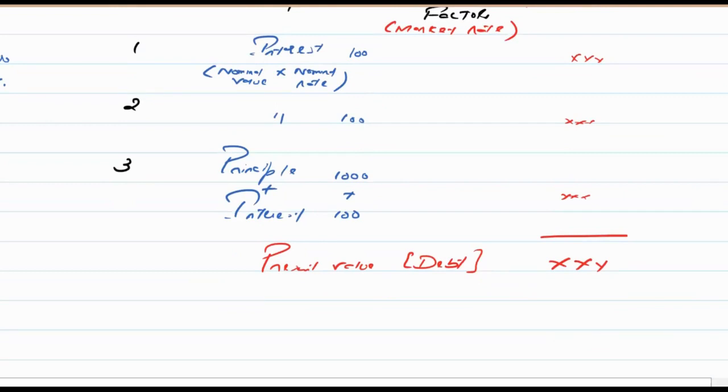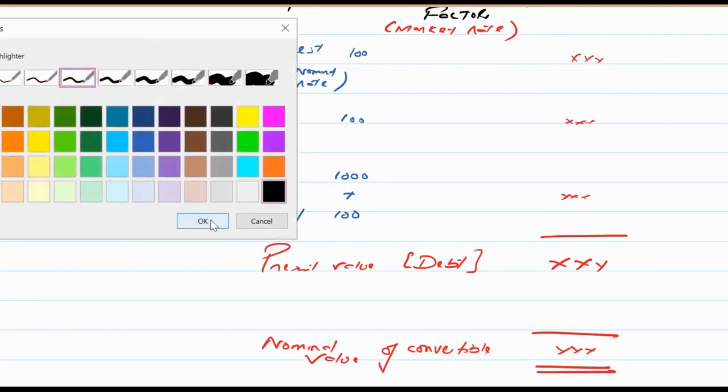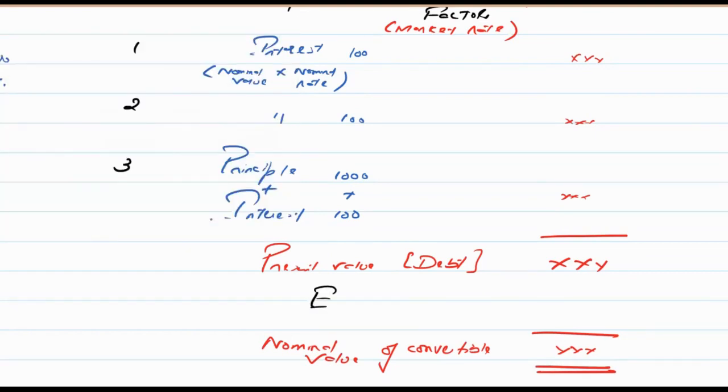Then you compare it with the nominal value of the convertible. So this is the present value of debt. This is the total nominal value of the convertible, for example, this 1,000. And then the balancing figure is the equity portion that is recorded in the other components of equity. It's not other comprehensive income, it's other components of equity.